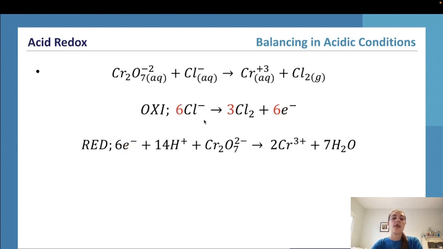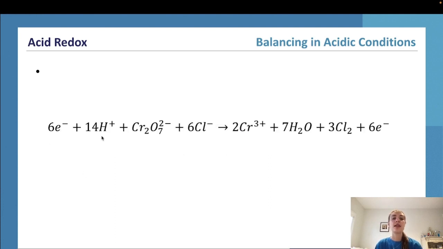So the reduction reaction is going to stay the same, whilst the oxidation reaction has now been multiplied by 3 to become 6 Cl- makes 3 Cl2 plus 6 electrons. So now we've got these fully balanced, we can then take all of the reactants and put them on the reactant side, and all of the products and put them on the product side.